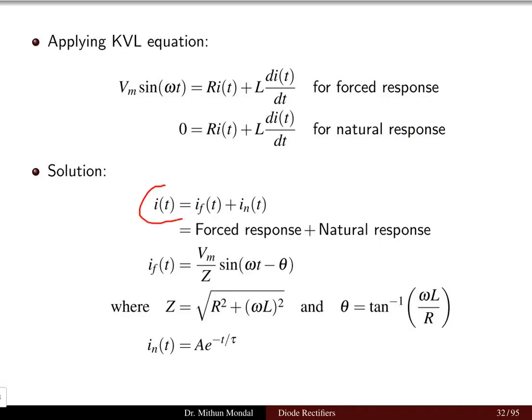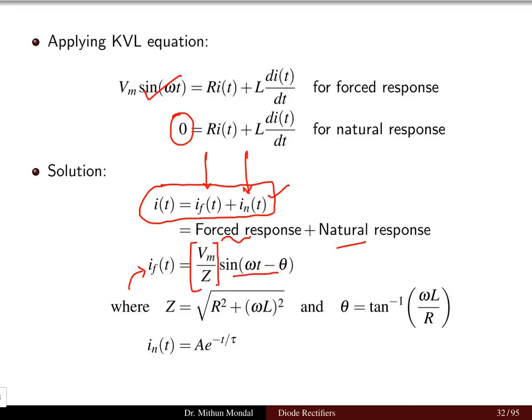So the total solution, if we want to compute the current, will be the sum of the forced response plus the natural response. The forced response is when the source is present, and the natural response is when the source is not present. The solution to the forced response is Vm by Z, which is the magnitude of the current, into sin(omega t minus theta), where the total impedance of the network Z is equal to the square root of R squared plus omega squared L squared. And this theta we can compute as tan inverse of XL by R, which is omega L by R.